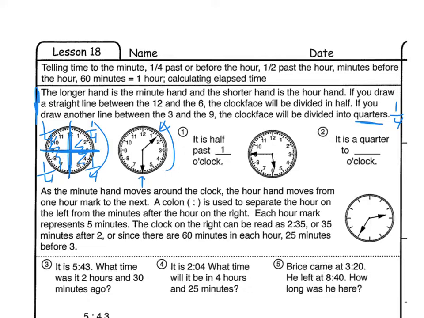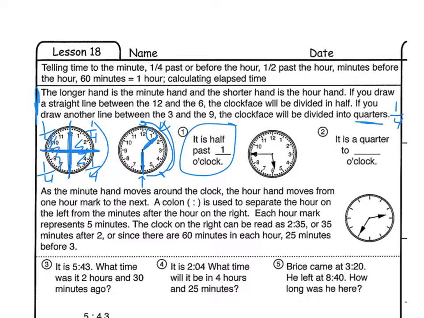All right, this clock right here is showing half past one o'clock. The hour hand right here is past the 1. It's past the 1 how much? Well, the minute hand right here started at 1 o'clock up here at the top. It worked its way down here 30 minutes, and so at half past it's 1:30. Half past 1 and 1:30 is the same time. All right? Number 2, it is 1/4 to blank o'clock.